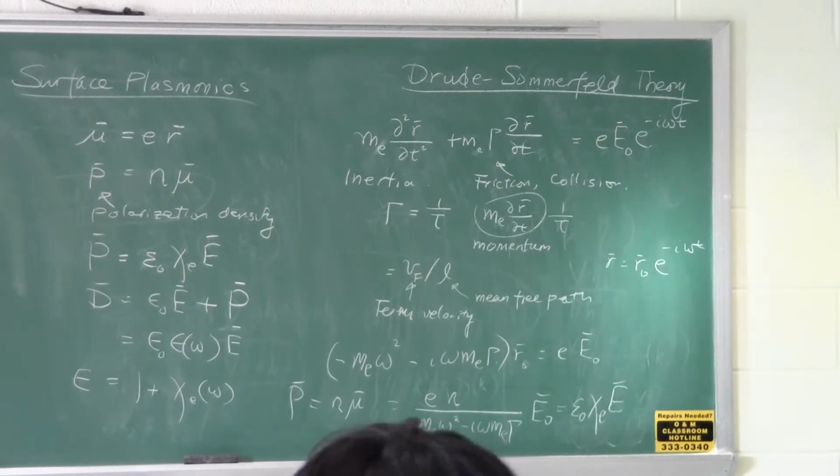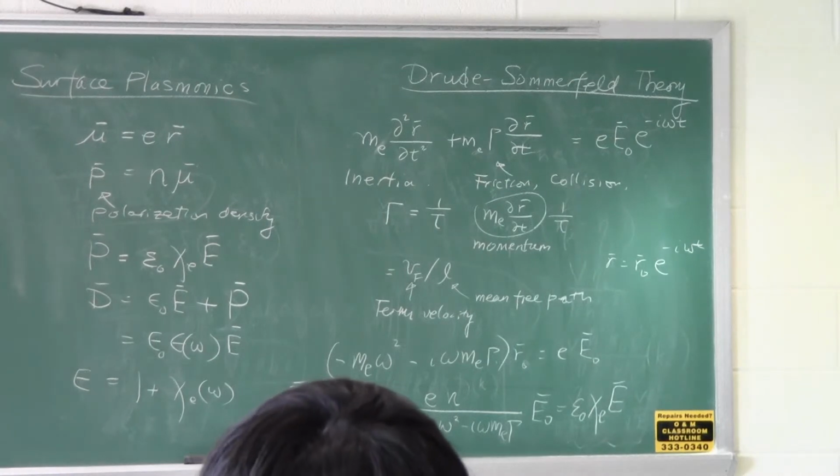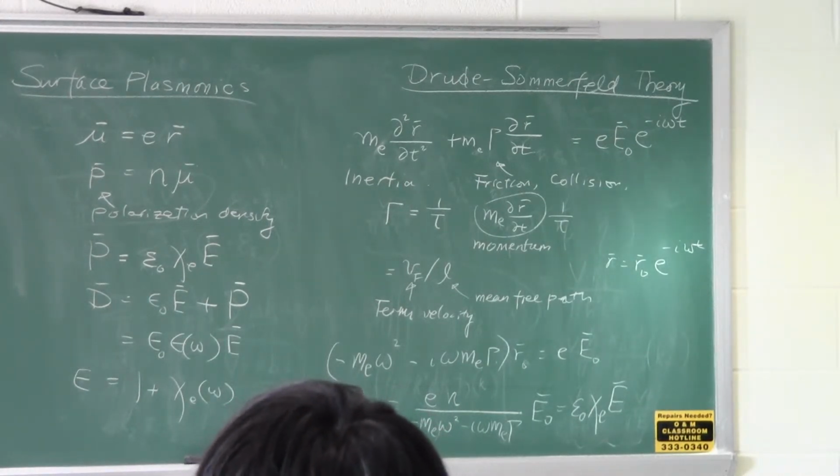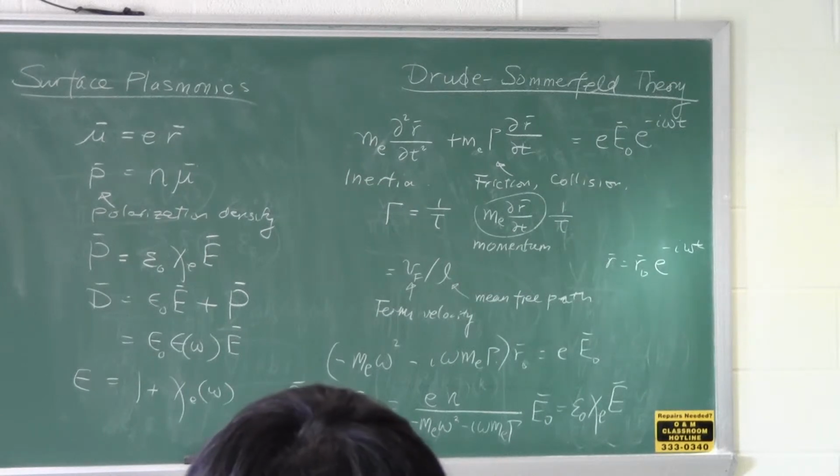It's the inertial term that contributes to the negative epsilon. It's this term. This term has to dominate. If that term doesn't dominate, you don't have negative epsilon. That's why you observe negative epsilon at optical frequency in gold particles.